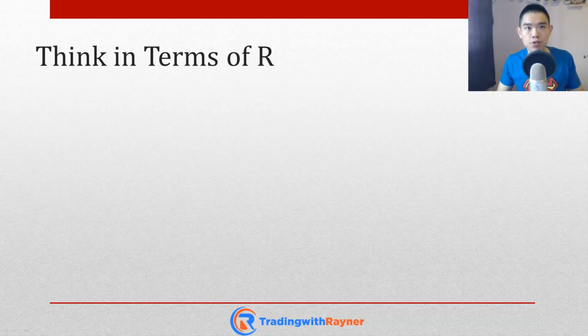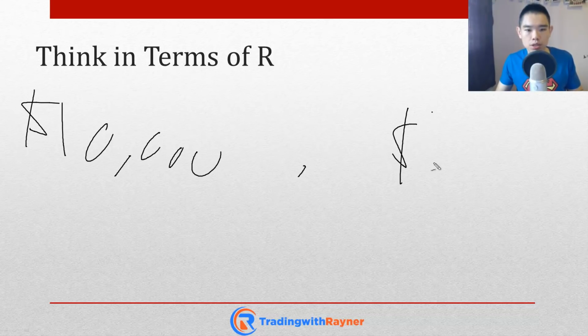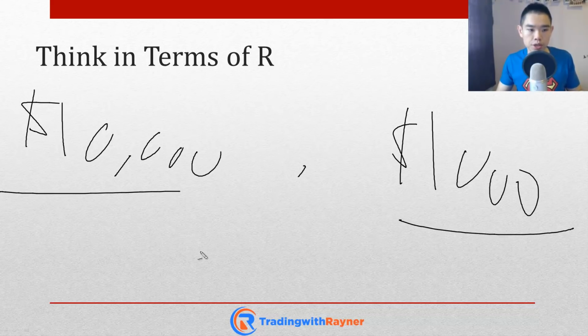So similarly, let's say you risk $10,000 on a trade and you only make $1,000 on that trade. What is your R multiple? Again, take the gain divided by your initial risk. You'll realize that your gain is only 0.1R.